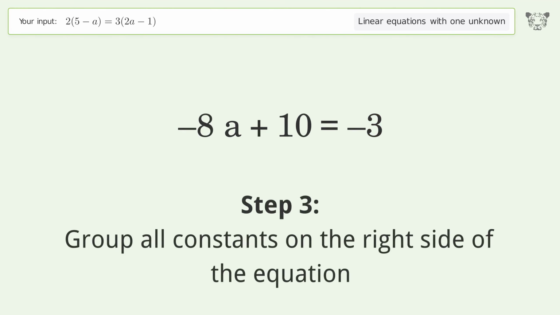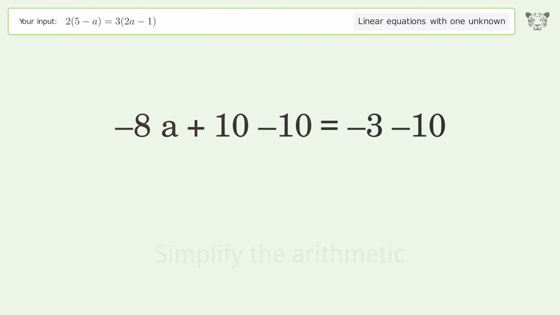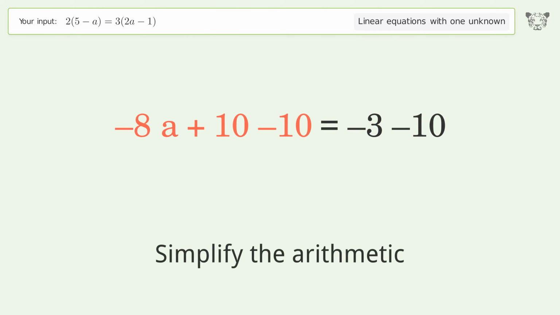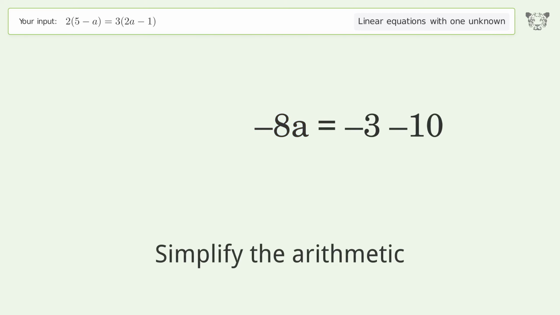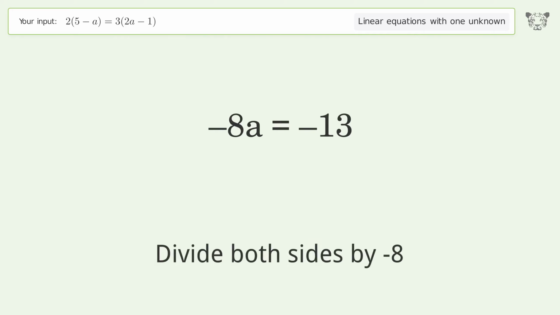Group all constants on the right side of the equation. Subtract 10 from both sides. Simplify the arithmetic. Isolate the s. Divide both sides by -8.